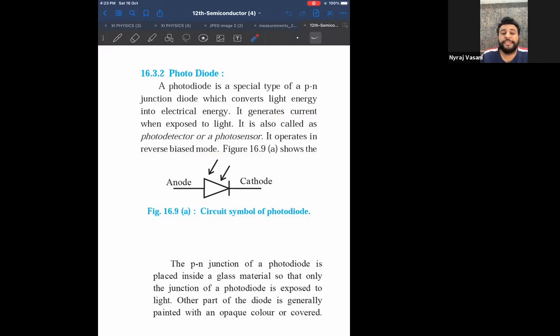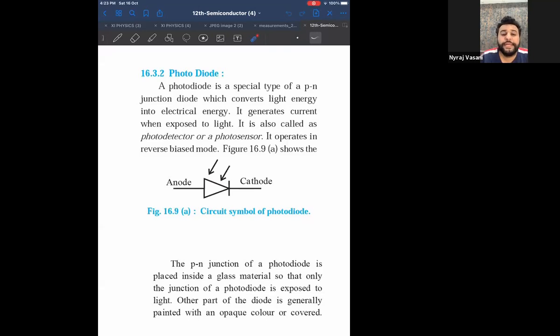Solar is similar, but it is not same. Solar panel is also similar, but logic is not same. I'll tell you the difference right now. Solar panel converts light energy into electrical energy, correct? Solar panel also does the same thing. But solar panel does not use the electricity for itself. Solar panel gives the electricity to some other circuit, whereas photodiode uses the electricity for itself. That is the main difference.